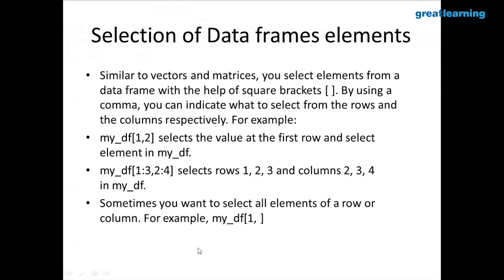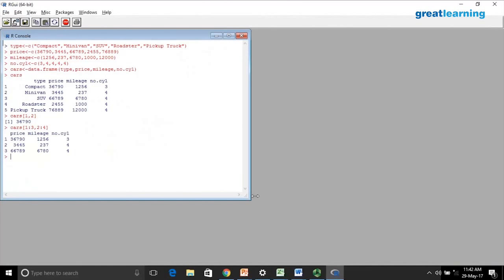Now, if you remember, if I want to get all the elements from a row or a column, we give that as a blank. For example, if I want to see the first row and all the columns, I'll give cars, 1, blank. It will give me the first data point, that is compact. So for the compact type, it will give me price, mileage, and number of cylinders. That's how you operate on data frames. You create them, and then you use the same square brackets to extract from them. Okay, thank you.